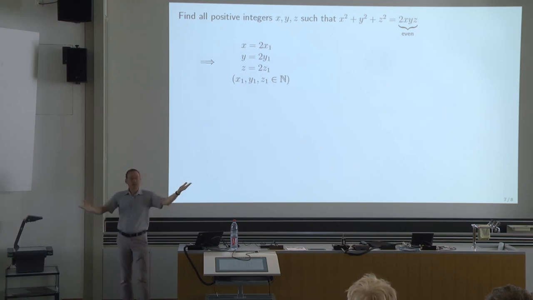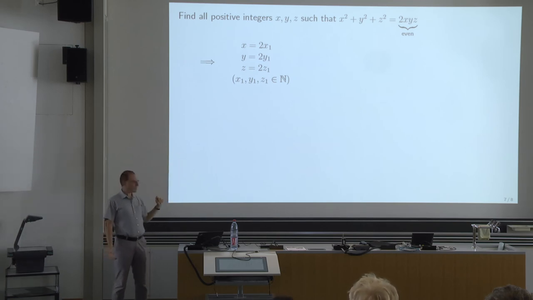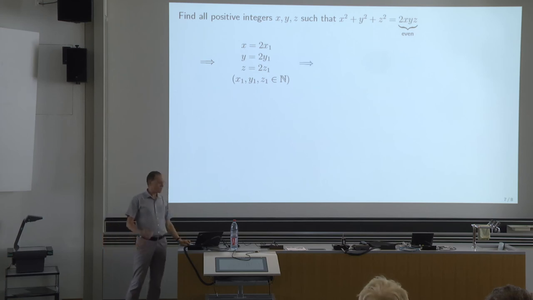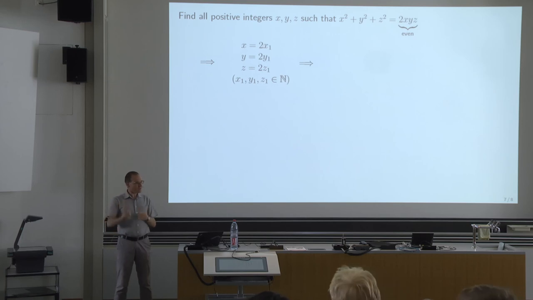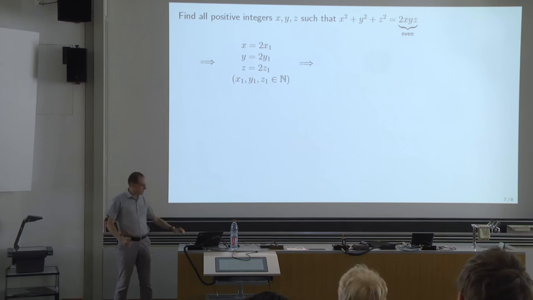We know that they're even, and it's really helpful to actually spell this out. That's how you spell out that the three numbers are even. Now, from x, y, and z, we obtain x1, y1, z1. Now, plug in x, y, and z in the equation. Let's see what we have. Now, we're going to forget about x, y, z. We want to go to x1, y1, and z1. Now, let's focus on x1, y1, z1.